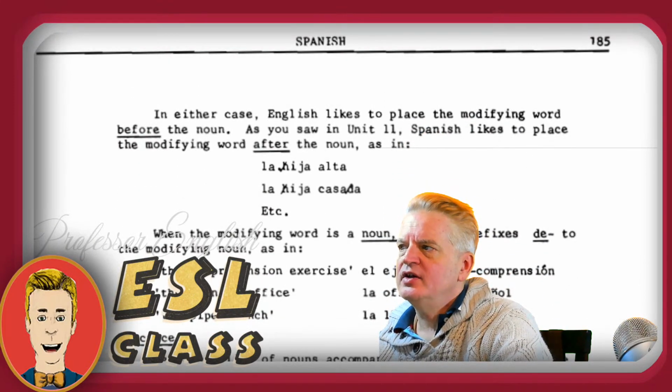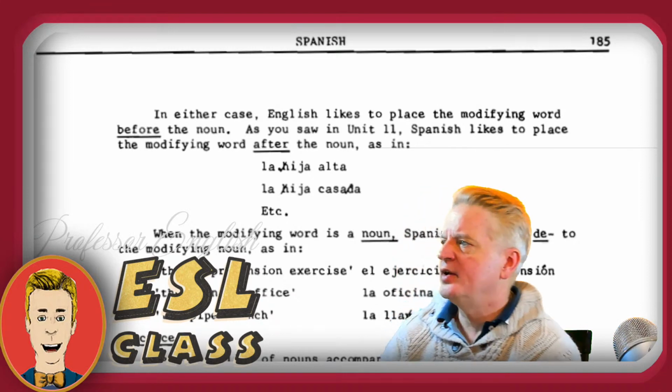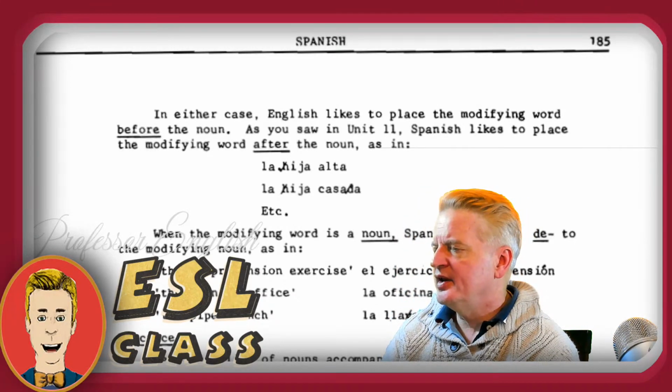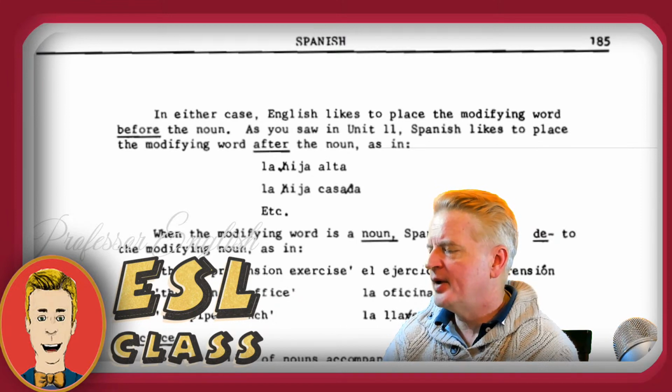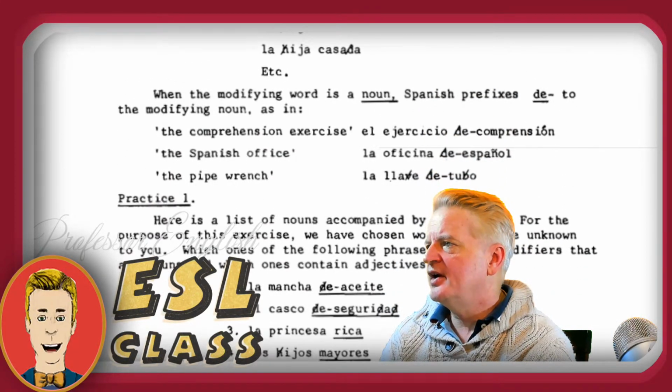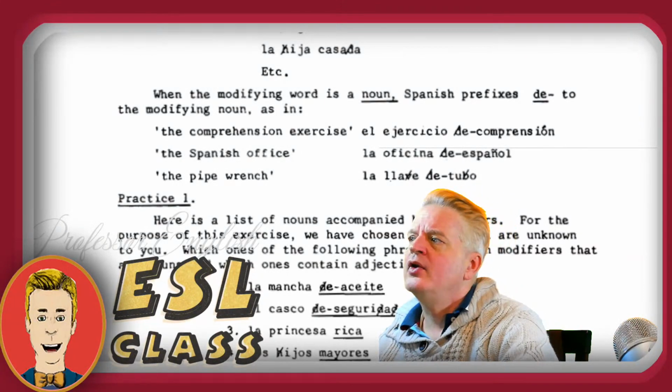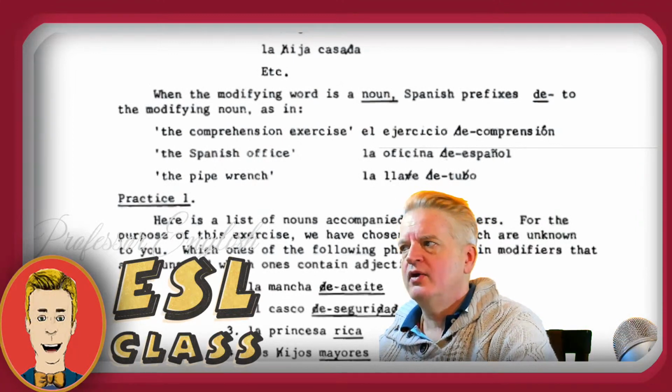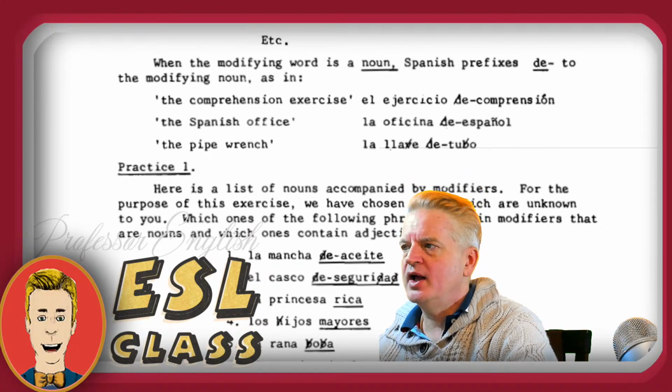In either case, English likes to place a modifying word before a noun. As you saw in Unit 11, Spanish likes to place the modifying word after a noun, as in la hija alta or la hija casada. When the modifying word is a noun, Spanish prefixes de to the modifying noun, as in the comprehension exercise, el ejercicio de comprensión. The Spanish office, la oficina de español, the pipe wrench, la llave de tubo.